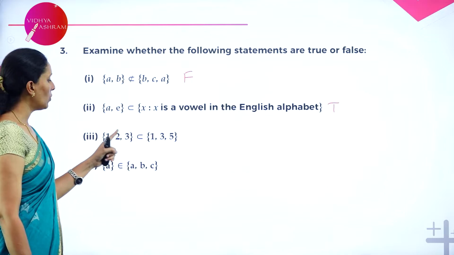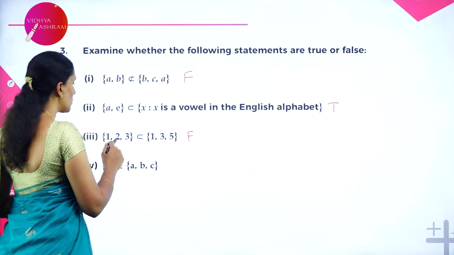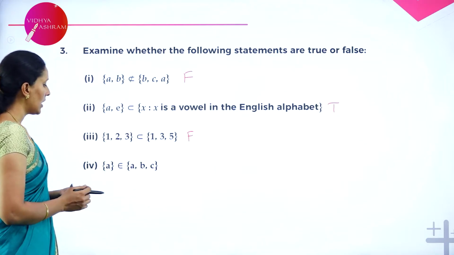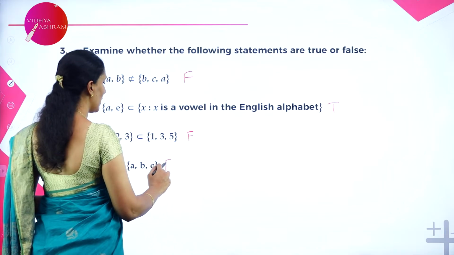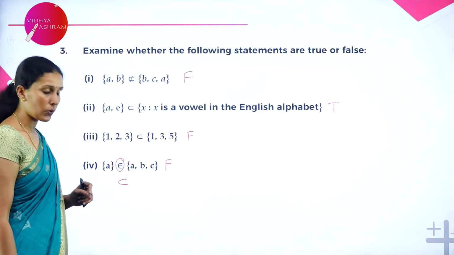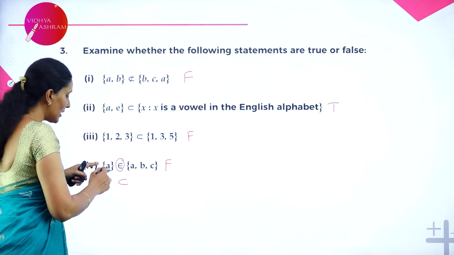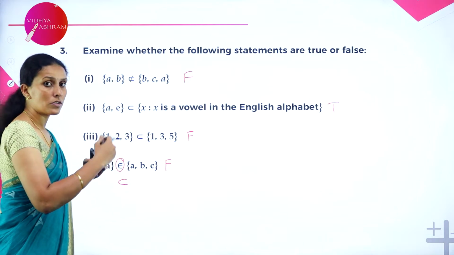Next we have {1, 2, 3} is a subset of {1, 3, 5}. It is false because 2 is not inside this set. Element A belongs to the set {A, B, C}. It is false here. So, instead of belongs to, if they have given a subset, it is true. But they are telling that this set belongs to this set. We can't write a set belongs to another set.